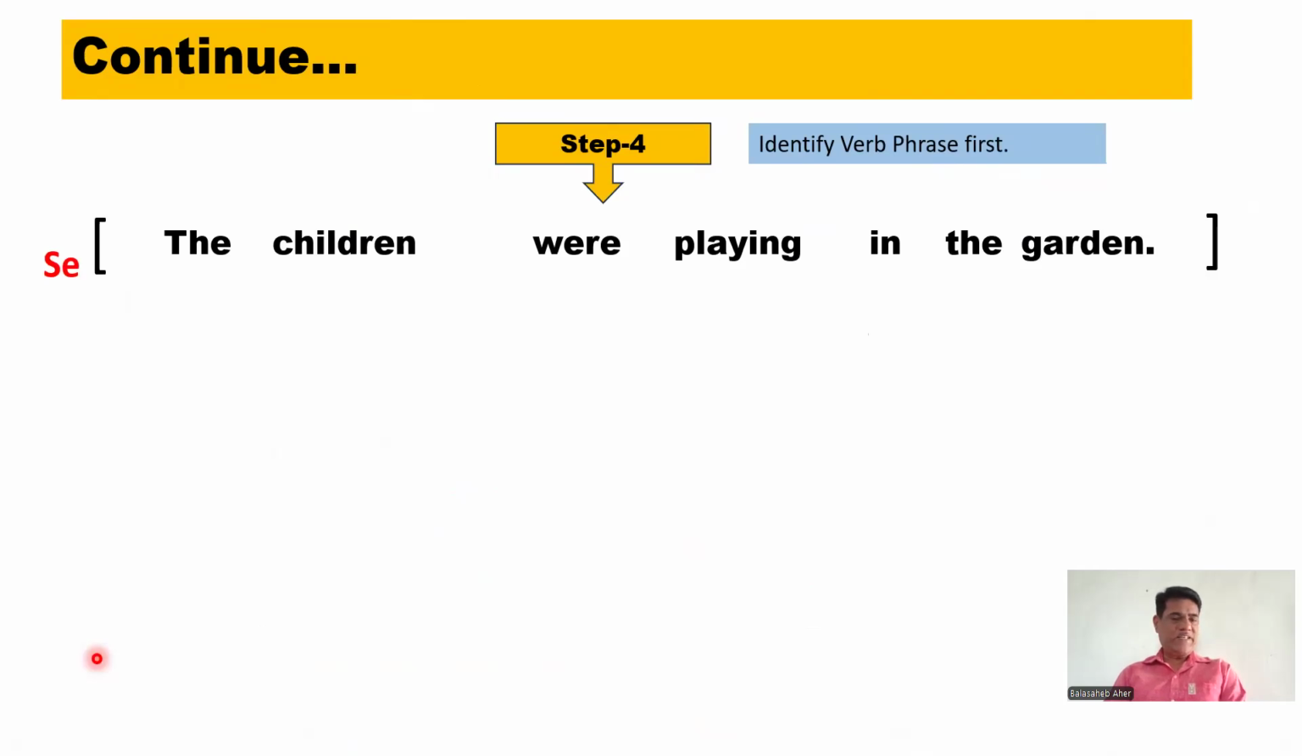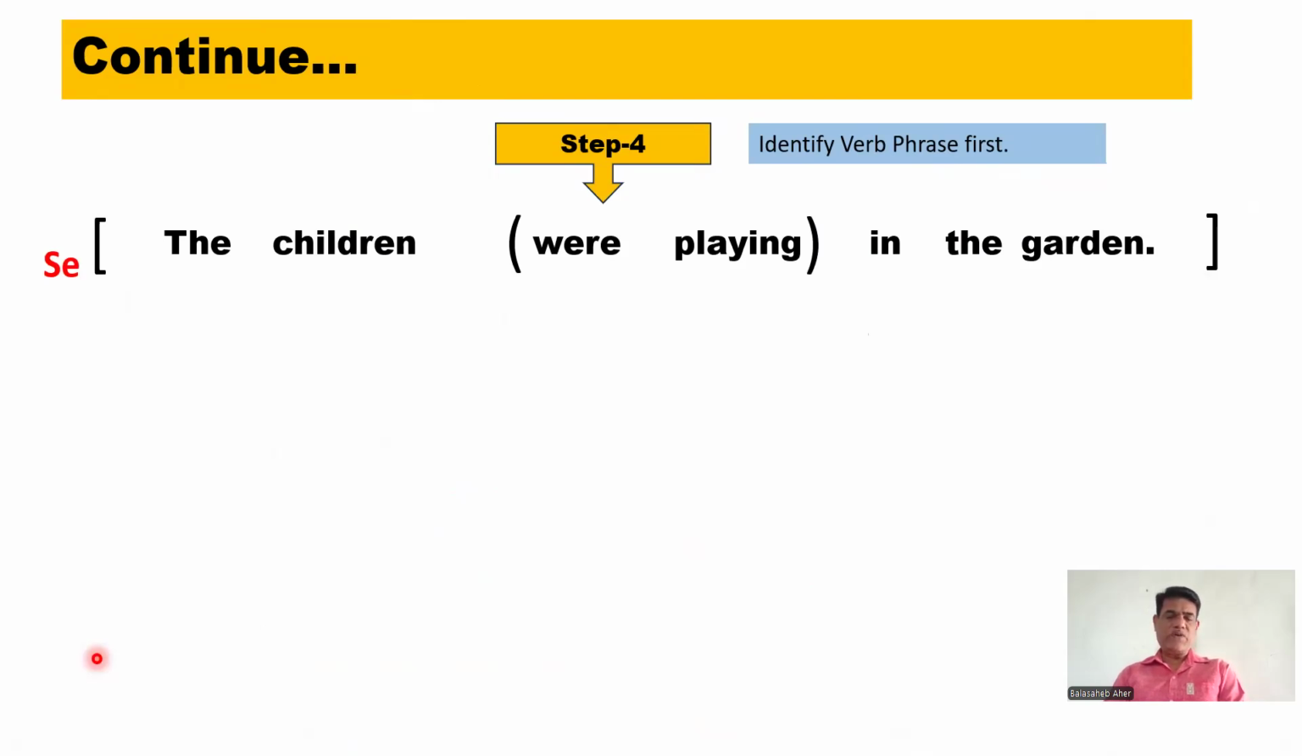So, you know that the is an article, children is a noun, were is an auxiliary verb, playing is a main verb, in is a preposition, the is again an article, and garden is a noun. So we have just two words which are verbs, and they will form a verb phrase which begins from were and ends with playing. So we have to put the round bracket around it because it's a phrase, and as we know, phrases are enclosed in a round bracket. So we have given the round bracket.